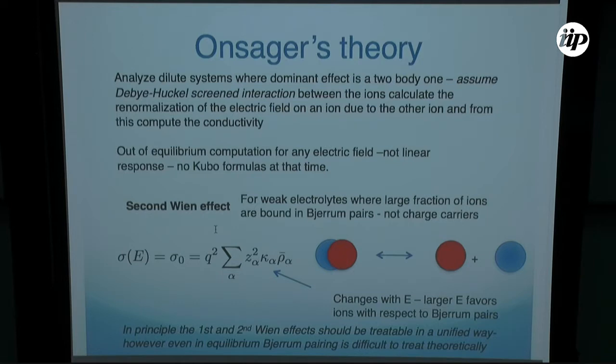There's another effect, which is the second Wien effect, which occurs in weak electrolytes, where a large fraction are bound in Bjerrum pairs. So you have an equilibrium between ions which have molecular bonds and are joined up with each other, and the free ions. The second Wien effect is slightly different, because what happens is you actually increase the density of free charge carriers. The effect of the electric field is to shift the chemical equilibrium, the reaction constants between bound salt molecules and free ones. So that's a slightly different effect.